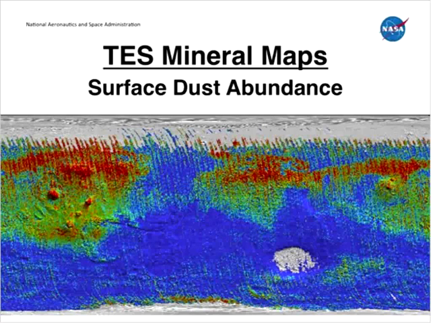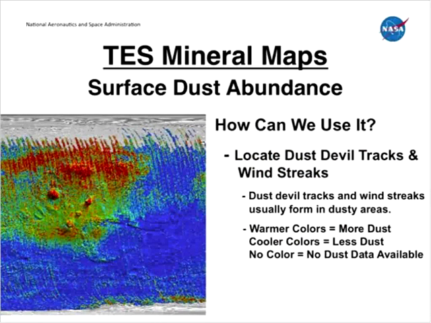So this map is a really helpful one. This is the surface dust abundance map, basically telling you how much dust is on the surface. So what can you use this map for? The main use is for finding wind features like dust devil tracks or wind streaks. Since those features tend to form in dust, you'd want to go and look for them in areas that have high dust abundances in this map.